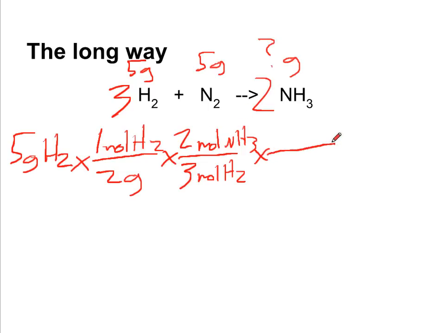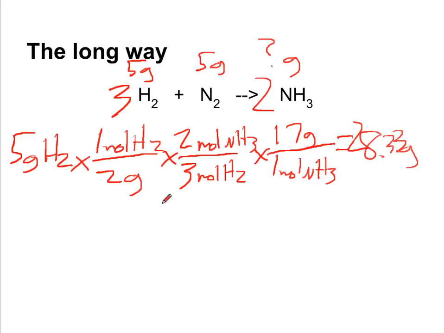And then our last step is to go from moles of NH3 to grams, which is 17 grams per mole. So 5 times 2 times 17 divided by 6, or divided by 2 times 3, is going to give us 28.33 grams of NH3. Well, we don't really know where that number came from. We didn't see it on the last page, so let's go ahead and start with the other reactant.